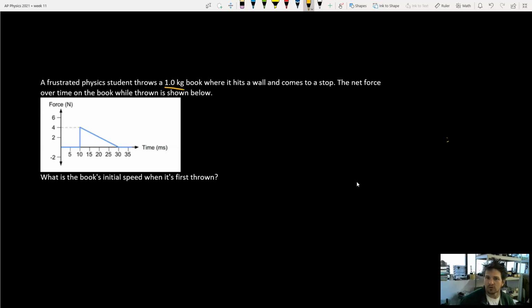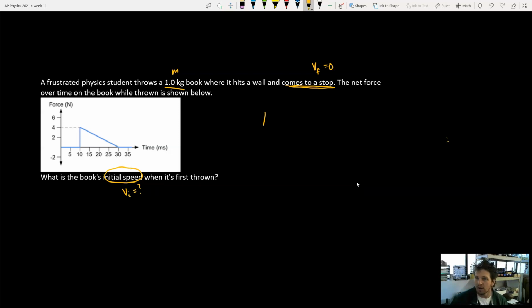A physics student throws a 1 kilogram book, so that's the mass, and it hits the wall and stops. So if it stops at the end, that's the final velocity of 0. Here we have our graph of force versus time. What is the book's initial speed? So we want to know how fast it was going at the beginning.